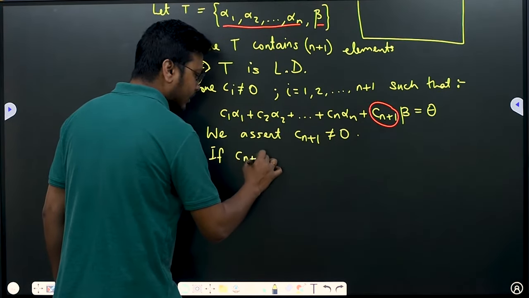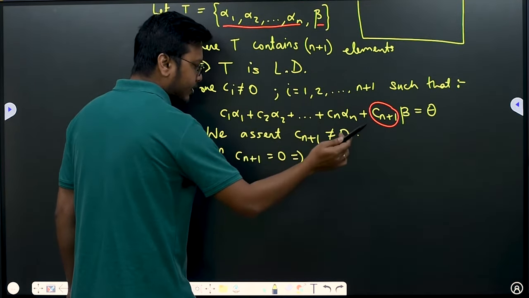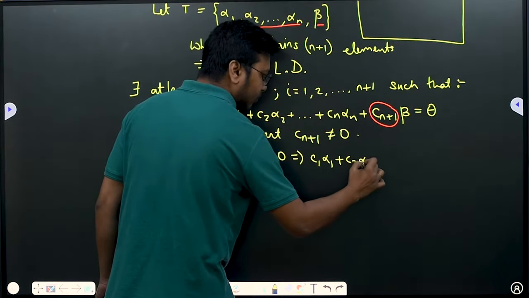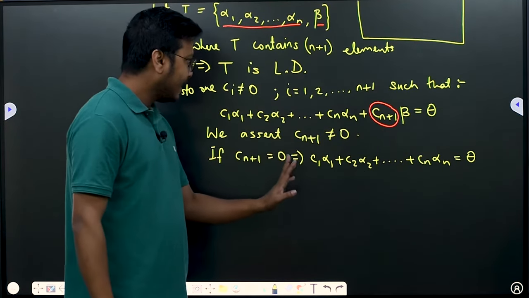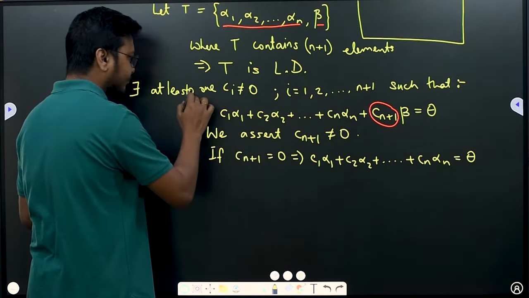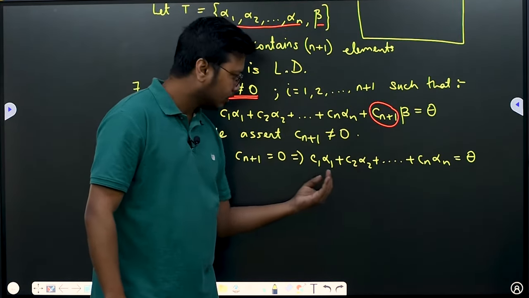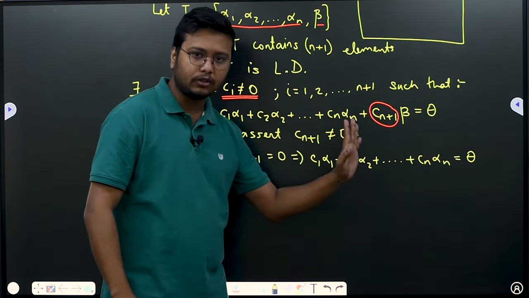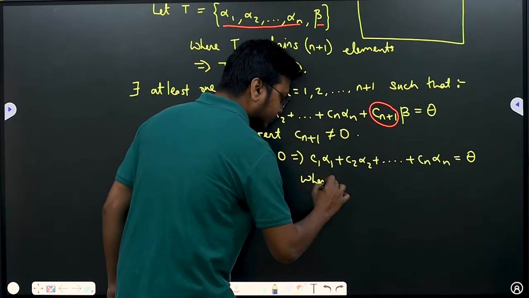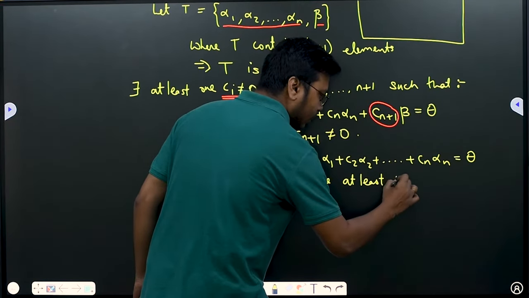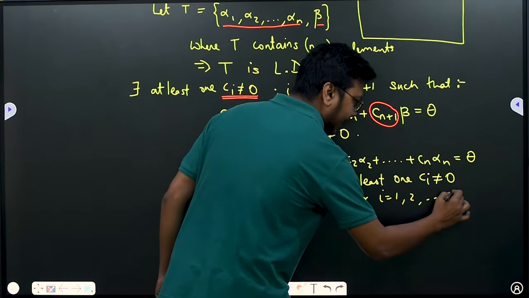If Cn plus 1 is equal to 0, then this relation would look something like this: C1 alpha 1 plus C2 alpha 2 plus dot dot Cn alpha n equals theta, because Cn plus 1 has become 0. And as we have already said, at least one of the Ci must be non-zero. Since Cn plus 1 has become 0, any one of the remaining Ci's has to be non-zero, at least one, because the initial relation was linearly dependent. So at least one Ci not equal to 0 for i equals 1 to n.